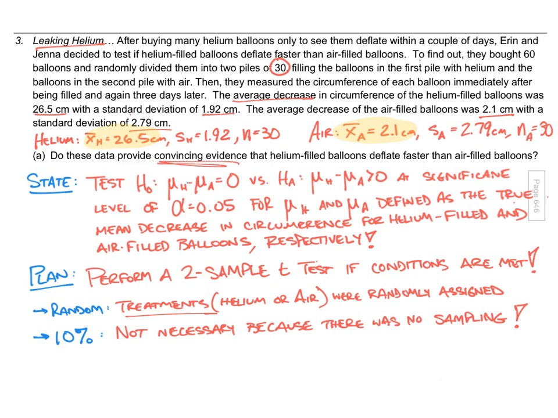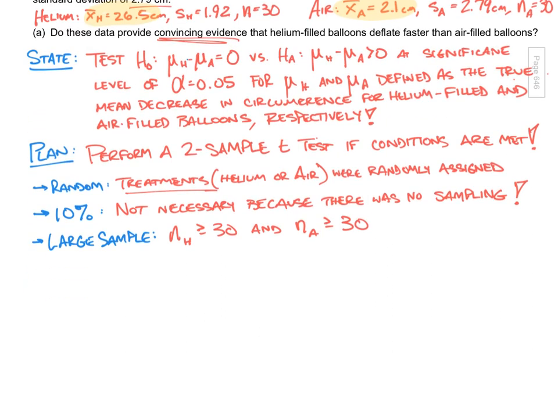Okay, now let's go on to the last condition we need to check, which is the large sample condition. And we have both n sub h greater than or equal to 30 and n sub a greater than or equal to 30, so that condition is met. It's now time to take a look at the do step. We've met the 3 conditions required. We can now perform the inference procedure.